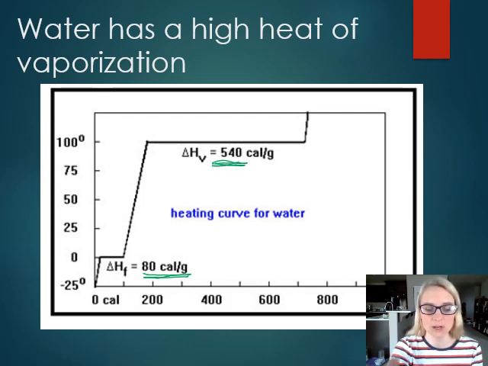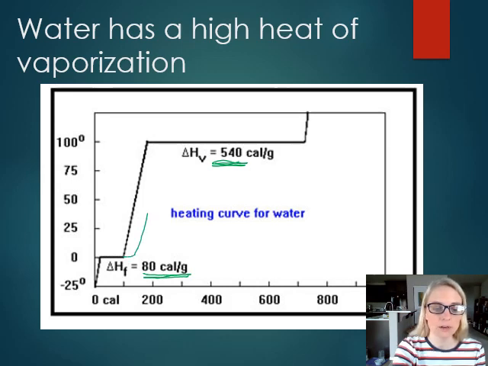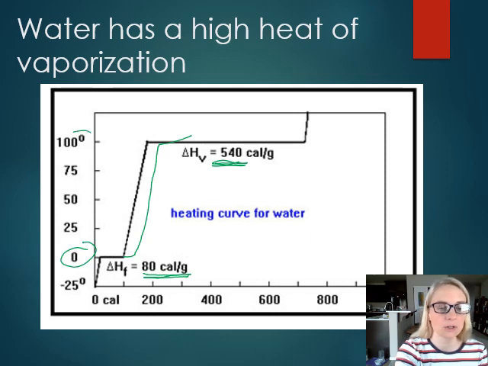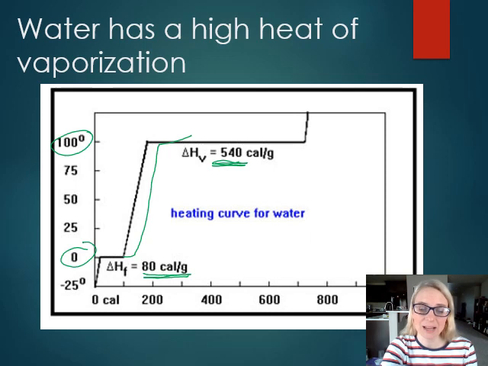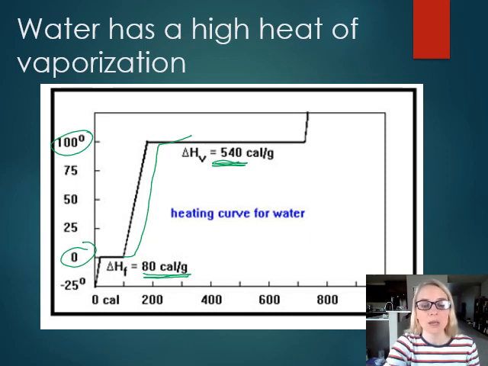We have to input all of that energy before we can go from liquid water to gaseous water, right? So liquid water at 0 degrees to boiling water at 100 degrees. It takes that much energy going into the system before we can convert liquid water to gaseous water. And the reason why, what's the answer of the day? Hydrogen bonds.